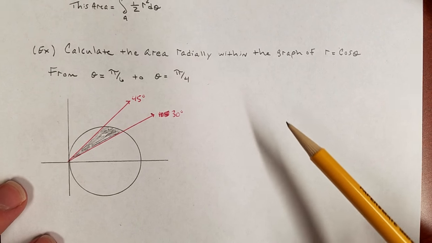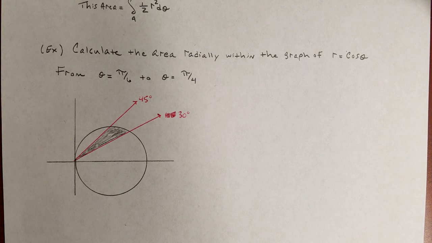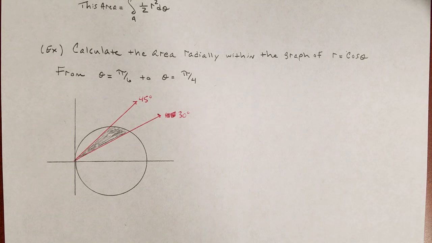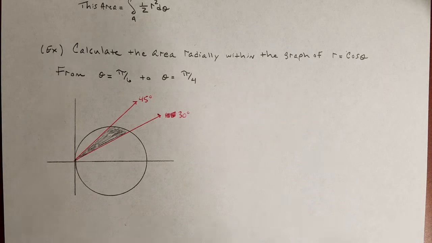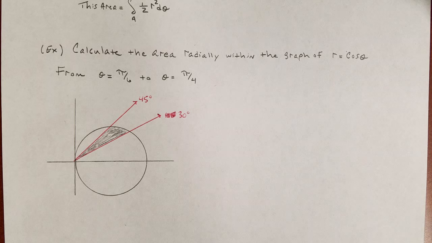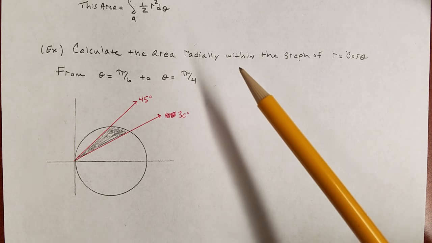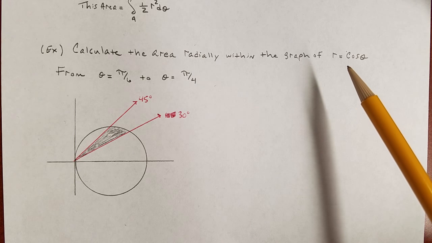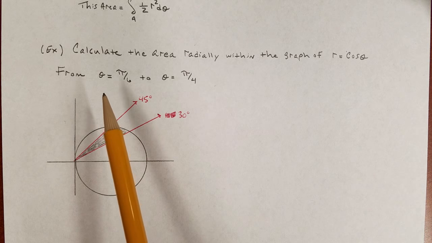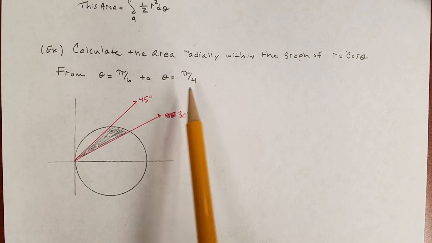Okay, so we have our lesson that we have been working on. This one's not in the lesson, so this is something I made up. But I wanted to give you a tangible example of that thing that you see up there. Okay, so say we have this question that is as follows. Calculate the area radially within the graph of cosine theta from 30 to 45 degrees.